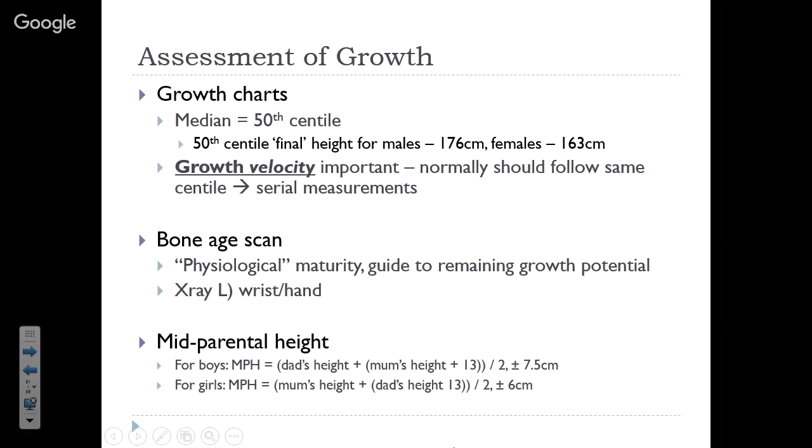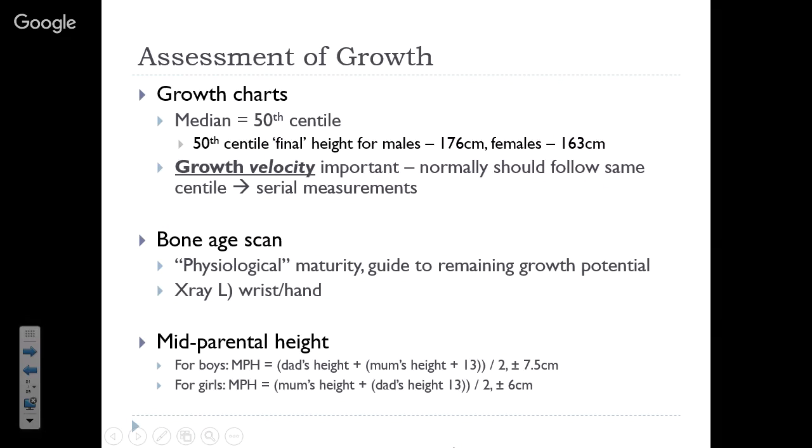How do we assess growth? We assess growth by using growth charts, which I'm sure you've all seen by now. Median final height for males is about 176, for females about 163. But you're not too concerned about the individual measurements themselves. You're more concerned about the growth velocity, which is more important. And normally a child should develop along the same centile.